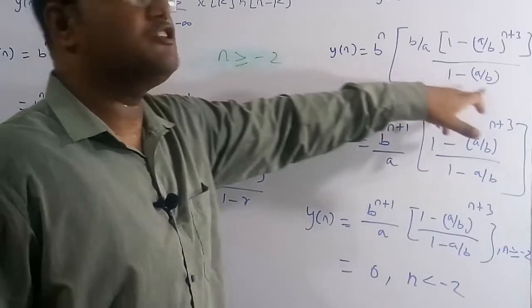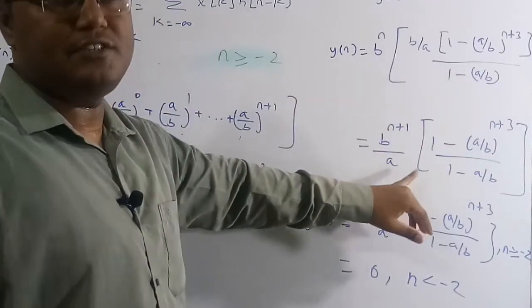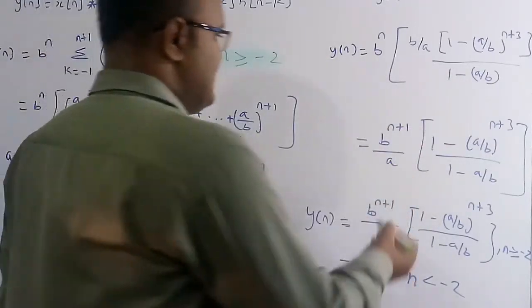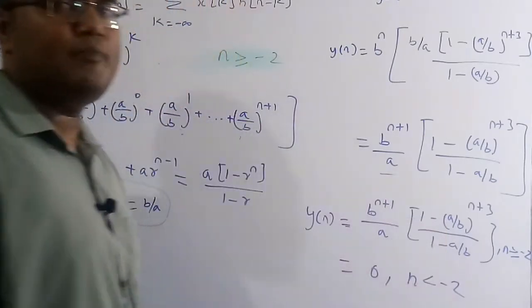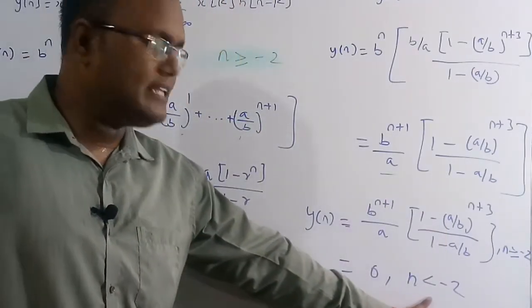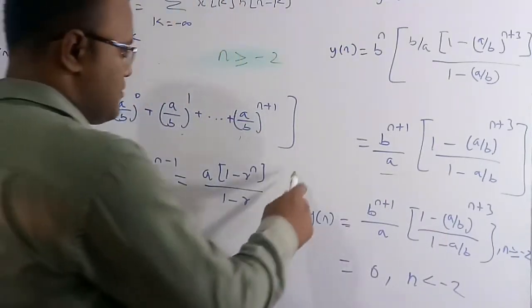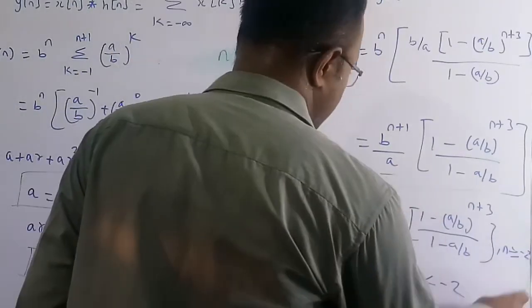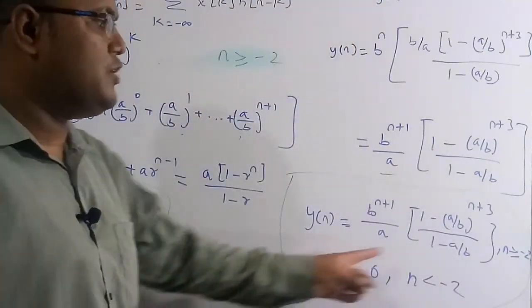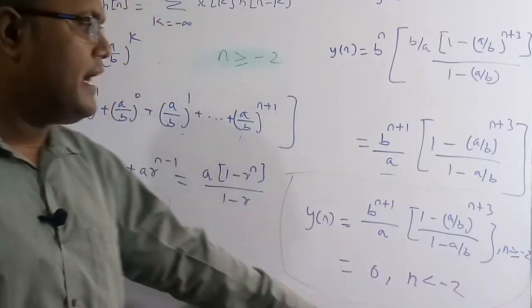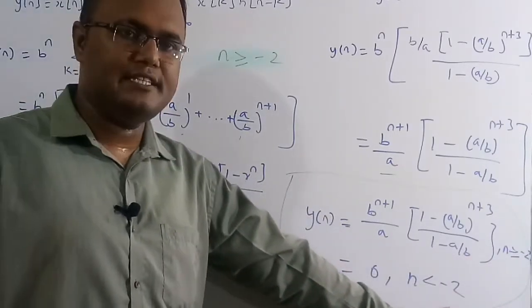And after simplification of this equation, we are going to get this equation. So therefore we can conclude that this is the output value for n greater than or equal to minus 2, and it is equal to 0 for n less than minus 2. So therefore this is the output expression. This is the actual output expression. So it is going to have a non-zero value for n greater than or equal to minus 2, and it is going to have 0 value for n less than minus 2.